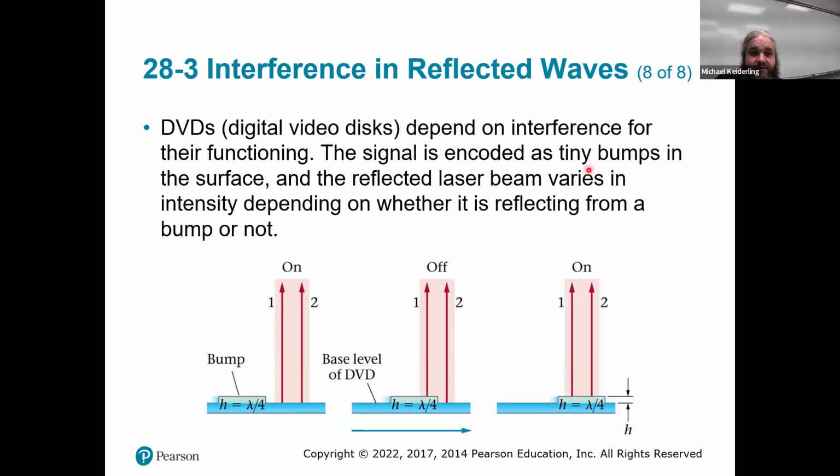And DVDs depend on interference for their functioning. The signal's encoded as tiny bumps on the surface. The reflected laser beam will vary in intensity depending on whether it's reflecting from a bump or not because of interference. So when you go through a change, there's interference, which causes darkness, which can be recorded.